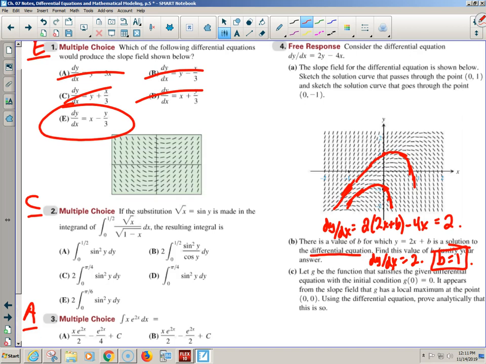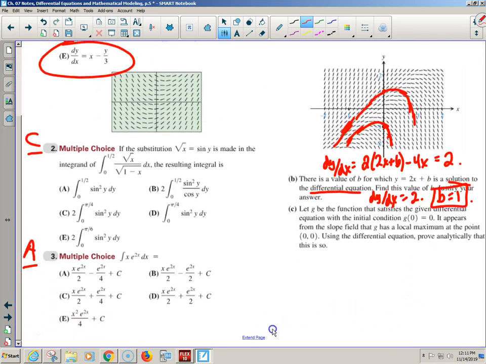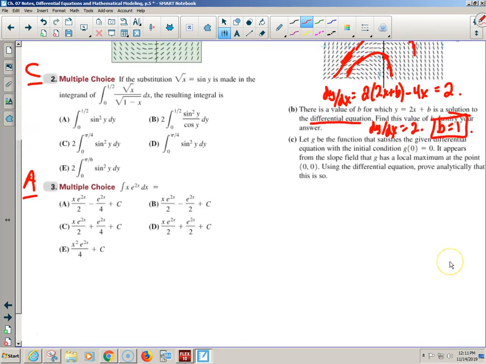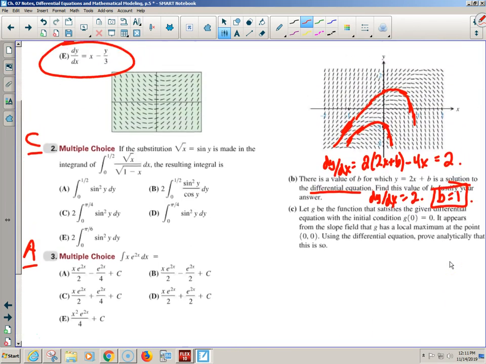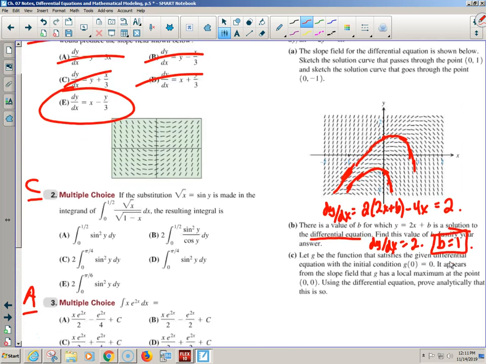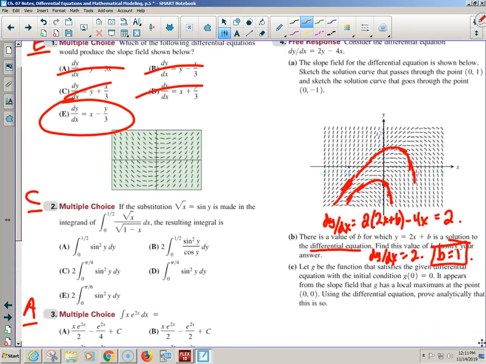But then letter C says, let g be the function that satisfies the given differential equation. So g is not a solution, it's the solution, with the initial condition g of 0 equals 0. It appears from the slope field that g has a local max at the point (0, 0). But how can we prove analytically that that's so? What are you talking about? Doesn't it look like there's a max there? Yeah. But how do you prove it's true?